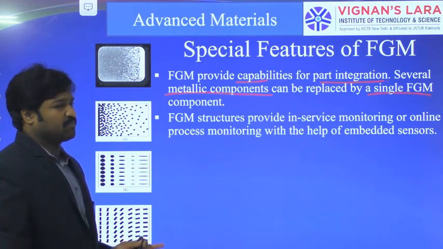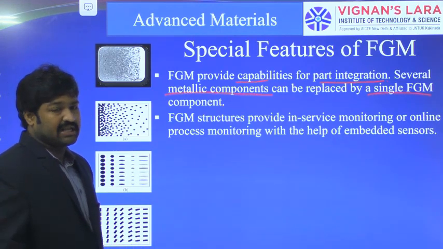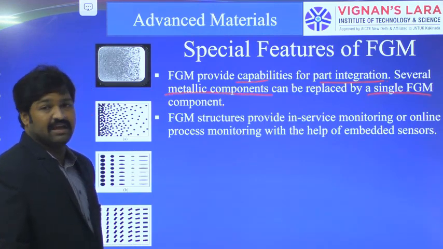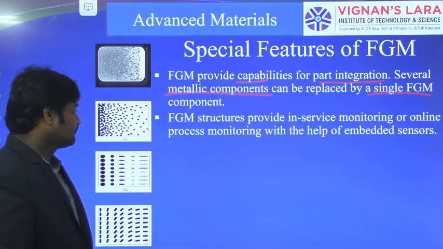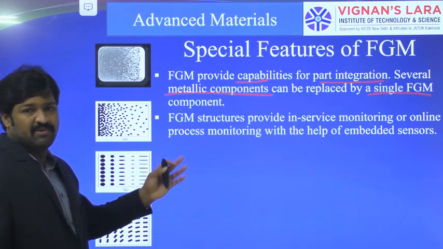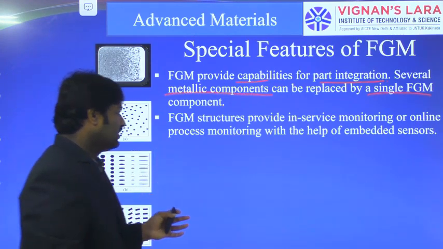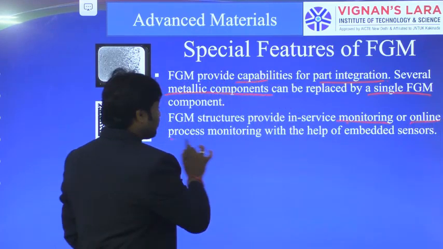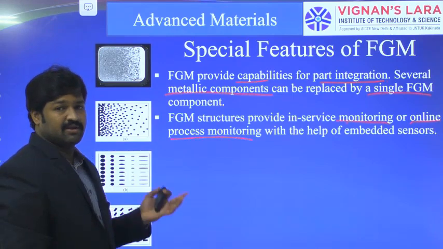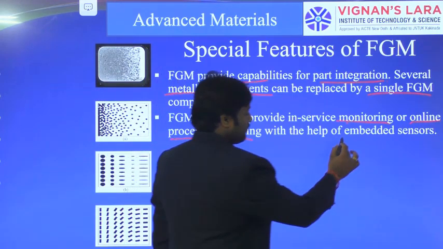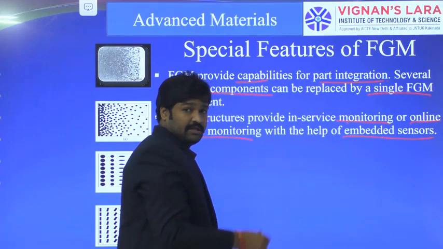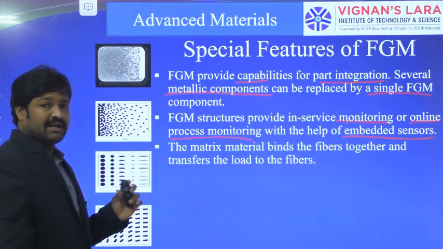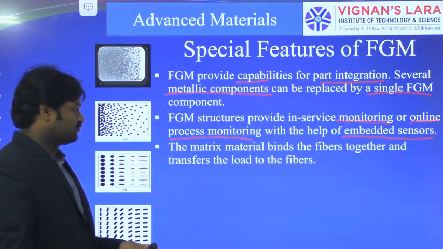FGM structures also provide in-service monitoring or online process monitoring with the help of embedded sensors. As we know, it's a combination of many metals. Due to this combination, the service of the component can be monitored, or online process monitoring can be done, by embedding sensors. By incorporating sensors, we can track its service also.